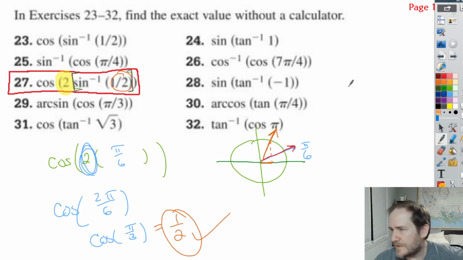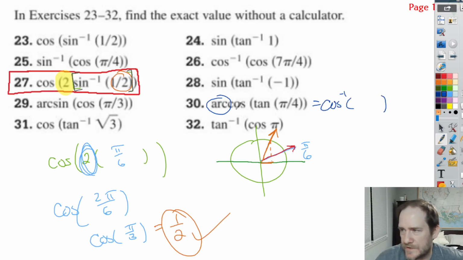There's not much else here to talk about. Do remember that arc cosine is just the alternate notation. That means inverse cosine. If you see arc cosine, that doesn't mean anything different.